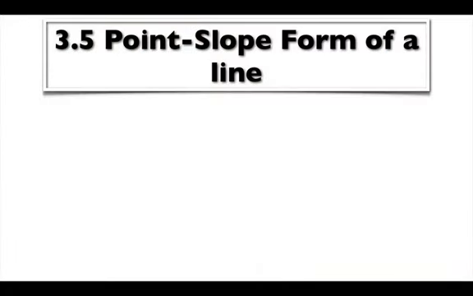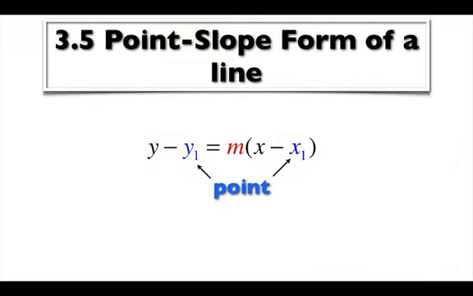Section 3.1, point slope form of a line. This is actually point slope form: y minus y sub 1 equals m times the difference of x and x sub 1. Why do we call this point slope form? It is because it has a point that you see highlighted there, and of course it has a slope.